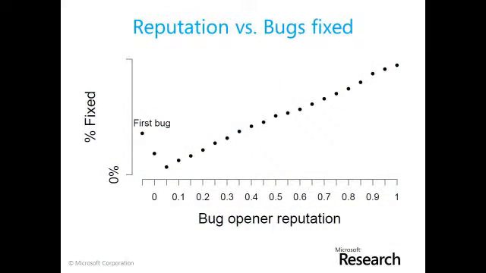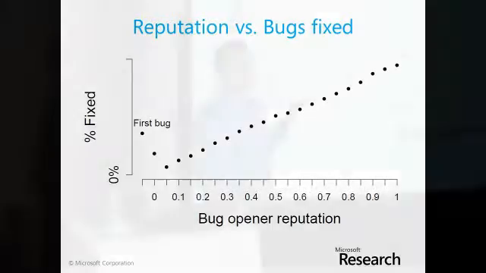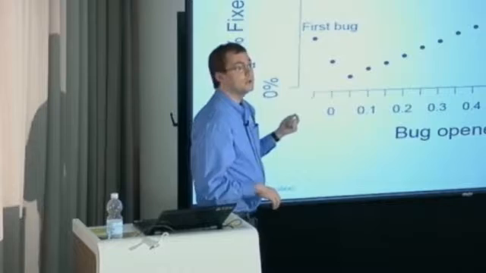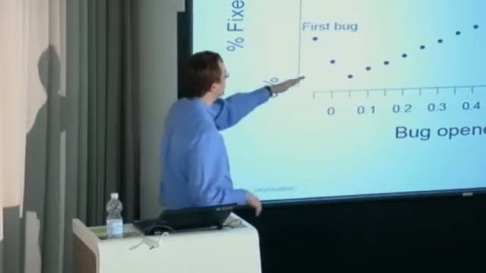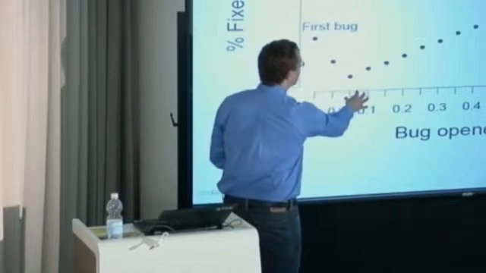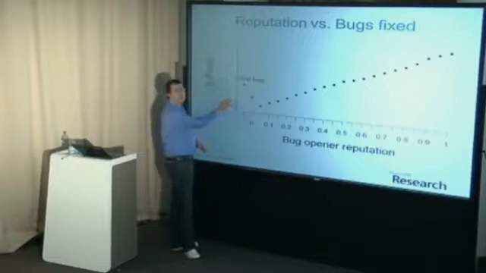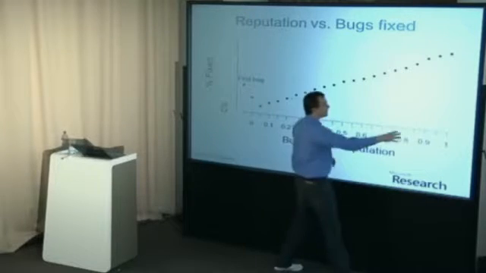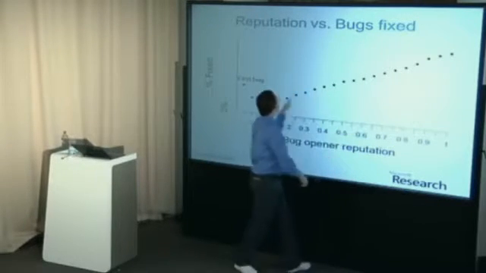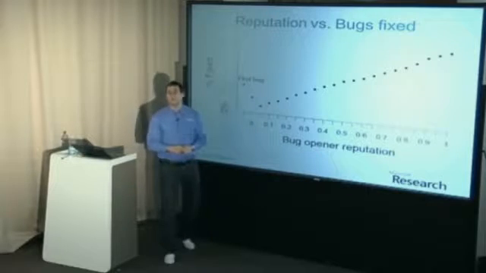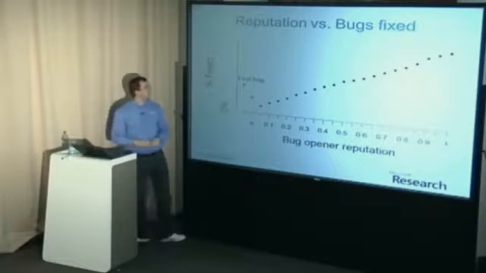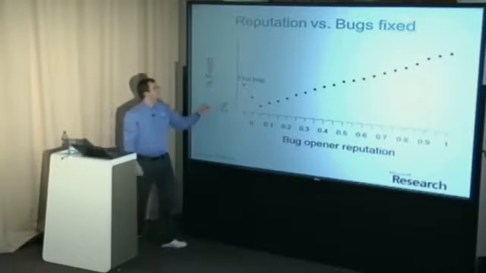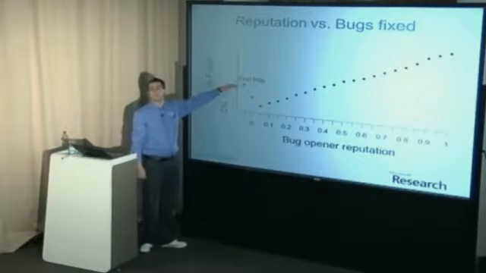And essentially what we found is that there was almost a perfect correlation between the reputation of a bug opener and the chances that bugs get fixed. If you have a very low reputation, you also have a very low likelihood of your bug reports getting fixed, compared to when you have a very high reputation, where it's very likely that your bug gets fixed. There were a few exceptions. For example, if you submit your first bug report, then your likelihood of a bug getting fixed would be here.